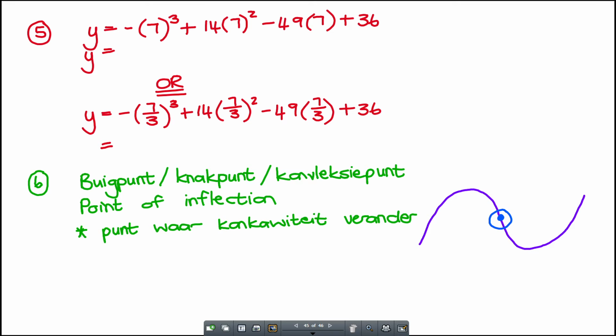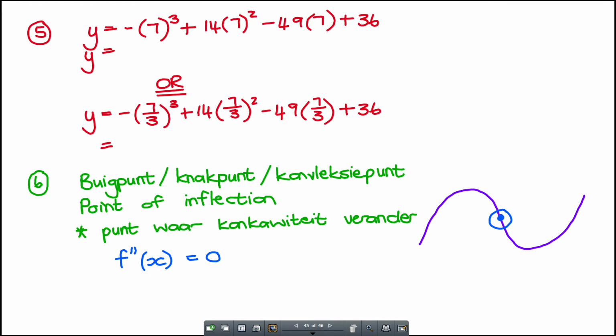Nou, hoe doen ek dit? To work out the point of inflection, this is first derivative. Now what we do is we get second derivative. Meaning, we get the derivative, and then from that answer, I get derivative again. So jy doen hom net 2 keer. Okay, so I get second derivative, and I make that equal to 0. That is step 6.